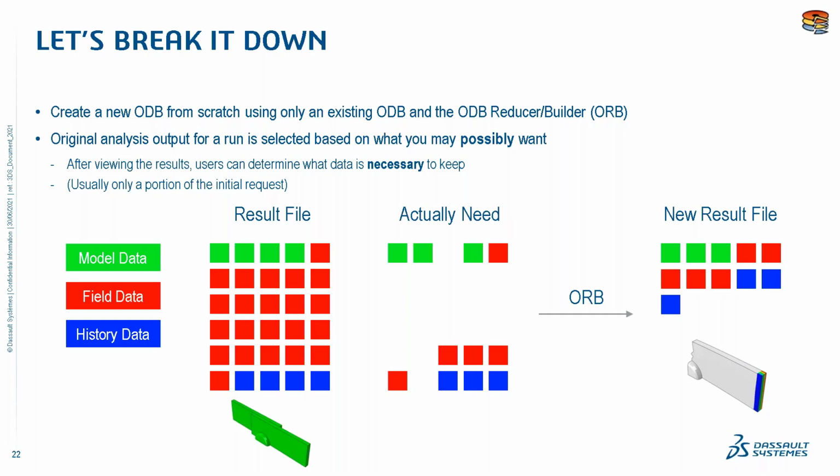So you might have a result file that's composed of model, field, and history data, and what you actually need is only a portion of that original data. So, wouldn't it be great if we could just create a new result file, a new output database that's a portion of that? And we can take that new one off the HPC and put it on my local laptop and just do some post-processing at home.